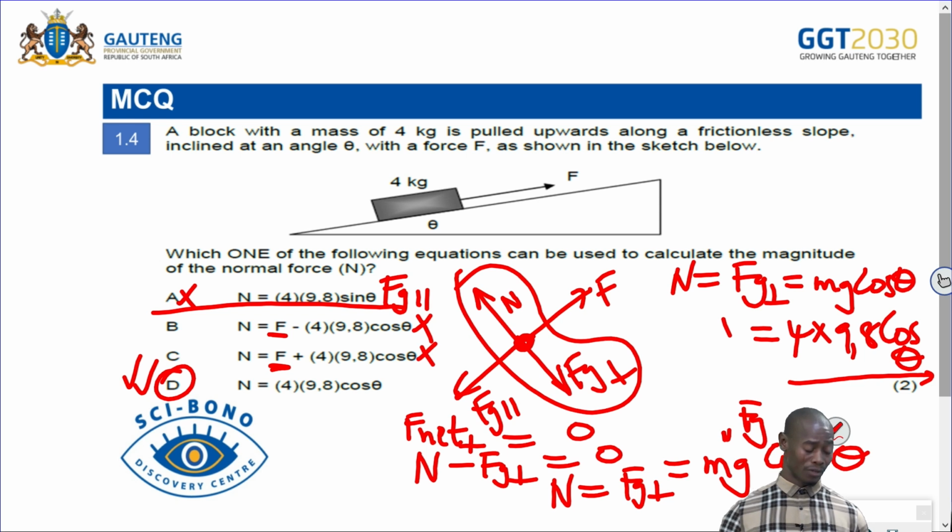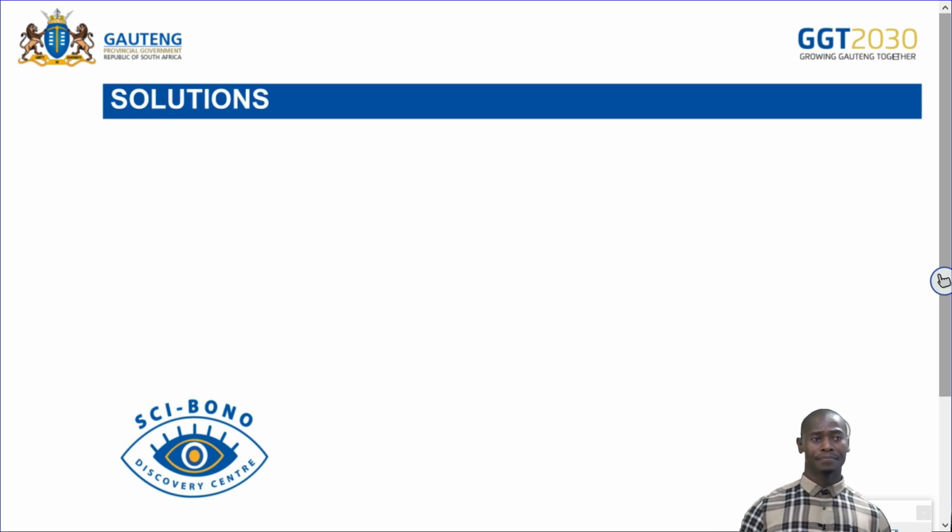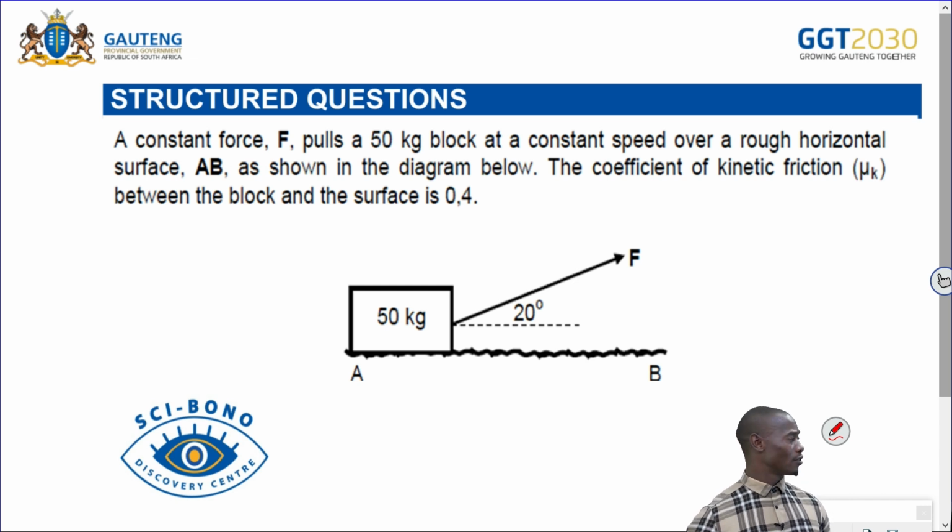So you must know your maths when it comes to this, because the mg sine theta, mg cos theta is not there on your formula sheet, right? So it's your maths that is going to give you that, okay? Then, right, we are done with that. So let's look at this question.